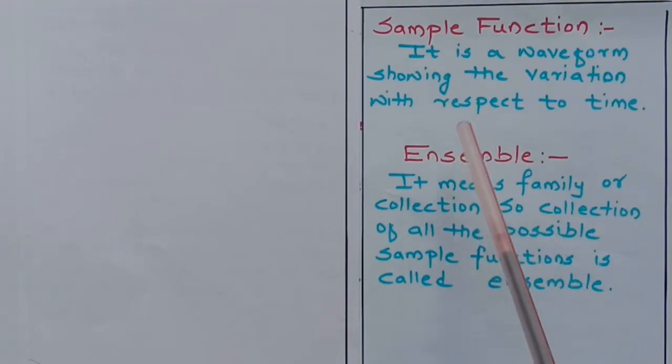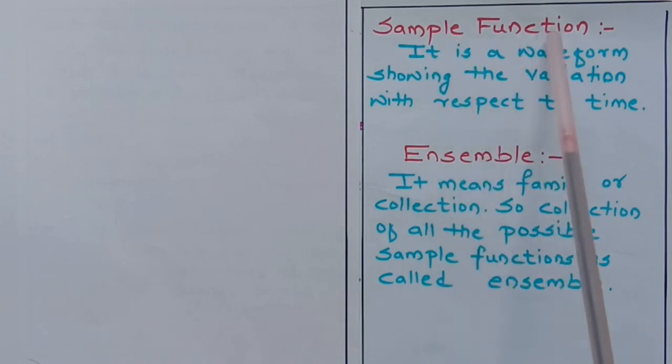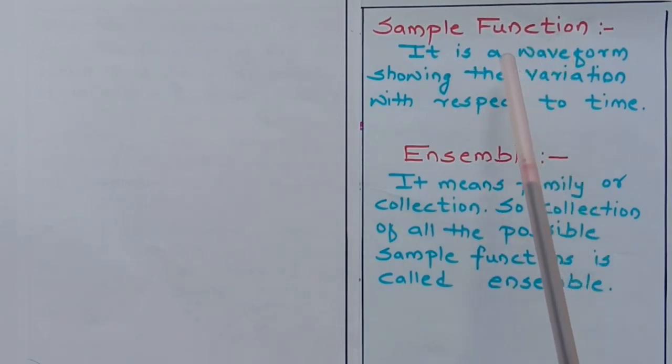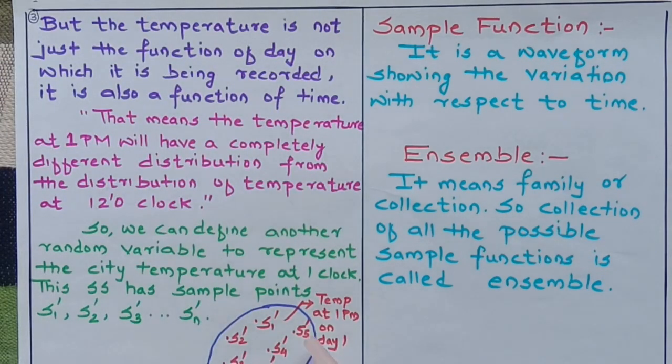Now moving towards the sample function. The next step is that after recording the city temperature for each value like 12 o'clock, 1 o'clock, similarly we have to draw the sample space at 2 o'clock, 3 o'clock on every day. And we have to then plot the waveform.